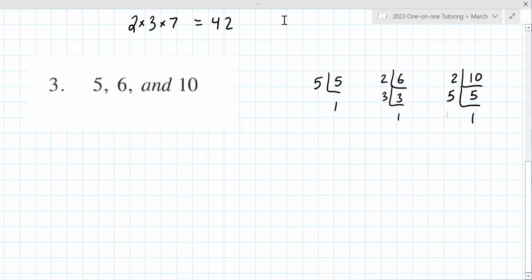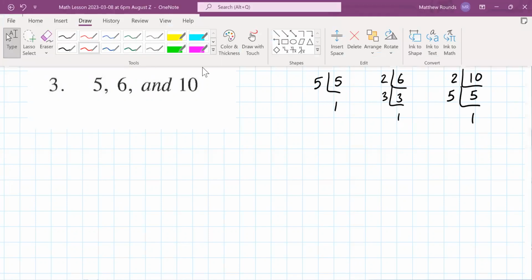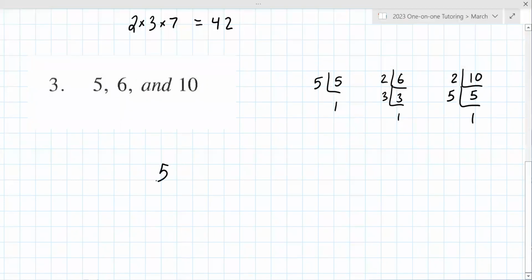So you start with one of them, the 5, and then if this next one had a 5, you would not include it, but it needs a 2 and a 3. And then you look at the last one and you're like, well, does it have a 2? Yeah, we've already got a 2. Does it have a 5? Yeah, it's already got a 5. So there's your answer. 5 times 2 times 3, which is 30.